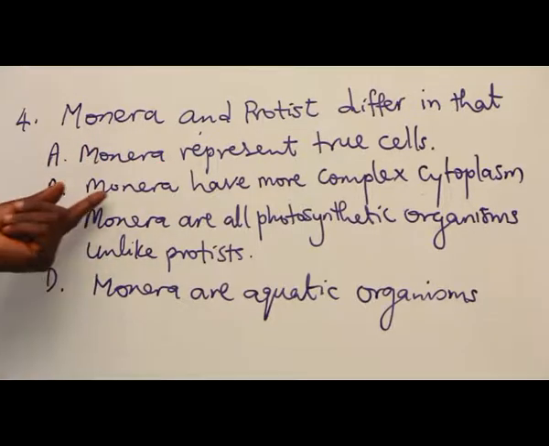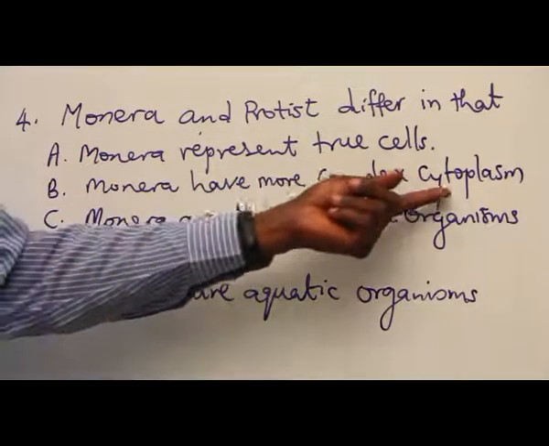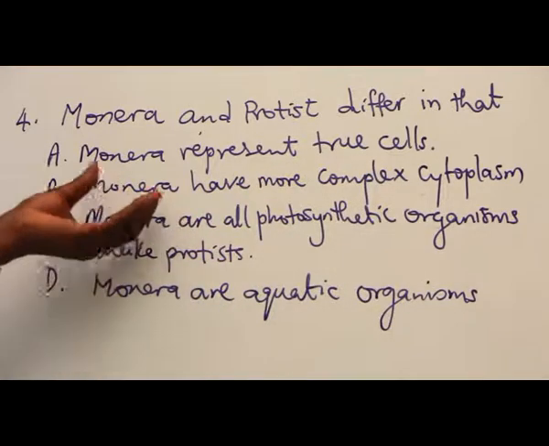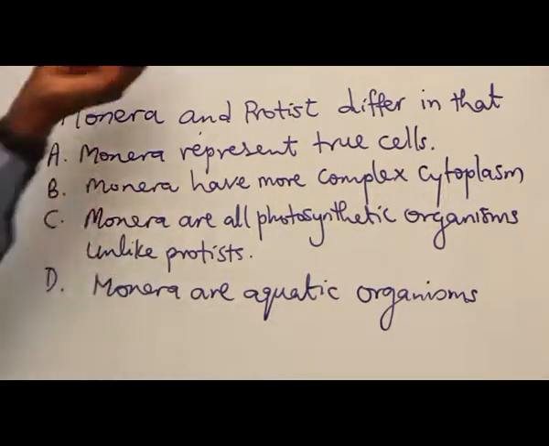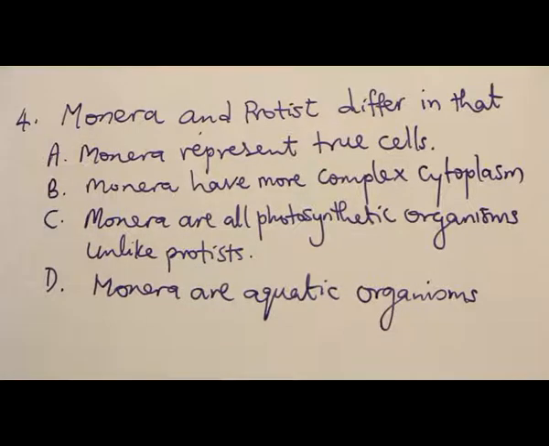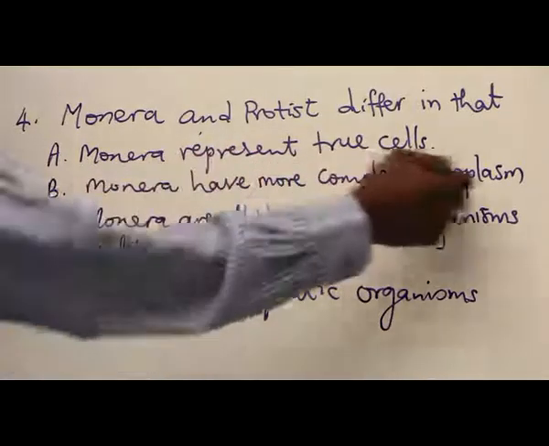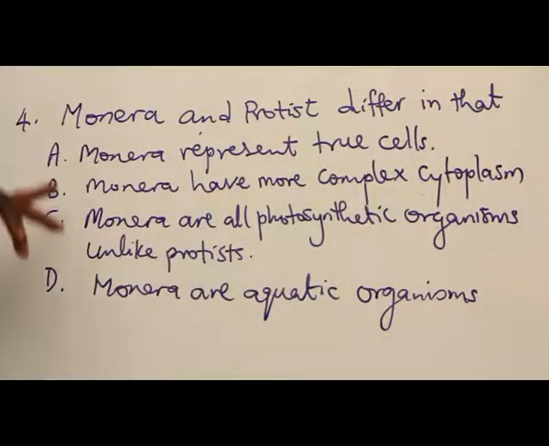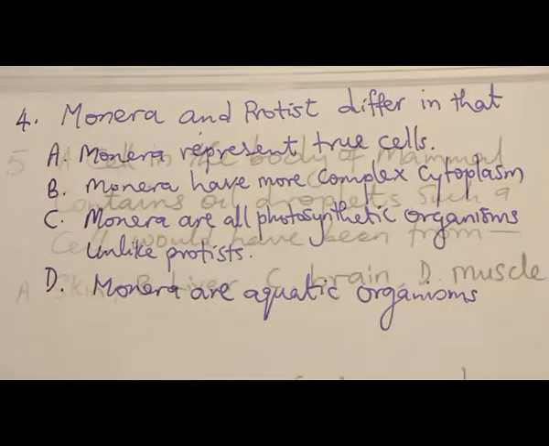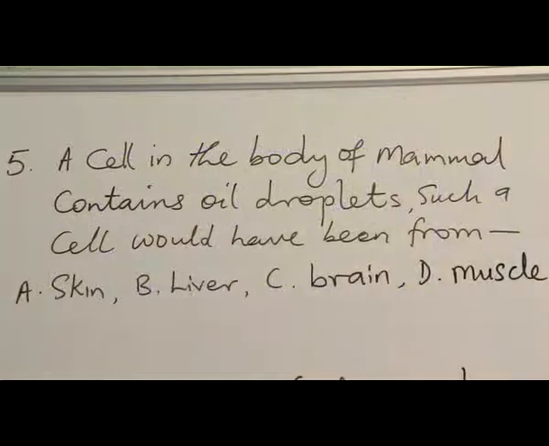Look at B. Monera have more complex cytoplasm. Why is it more complex? Because the nuclear material is included in the cytoplasm. So they mix up the cytoplasm. So it is true that monera have more complex cytoplasm. Answer is B.